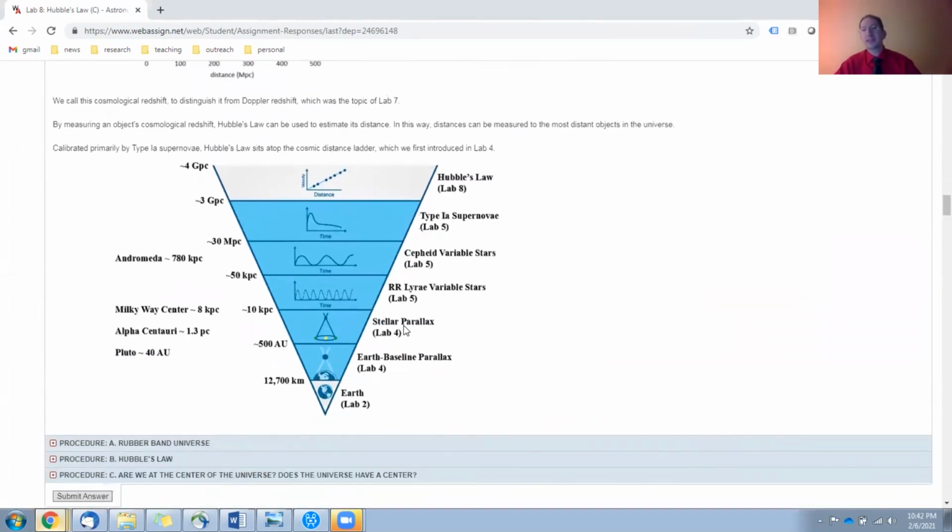Okay, so just to wrap it up, here's a figure that we saw first in Lab 4, and this is the cosmic distance ladder. Much of this course has been organized around the cosmic distance ladder, and now we have a new final and ultimate rung to this ladder, Hubble's law. We can use Hubble's law, once it's measured and determined, to measure distances all the way out, farther than any of these other methods can take us.